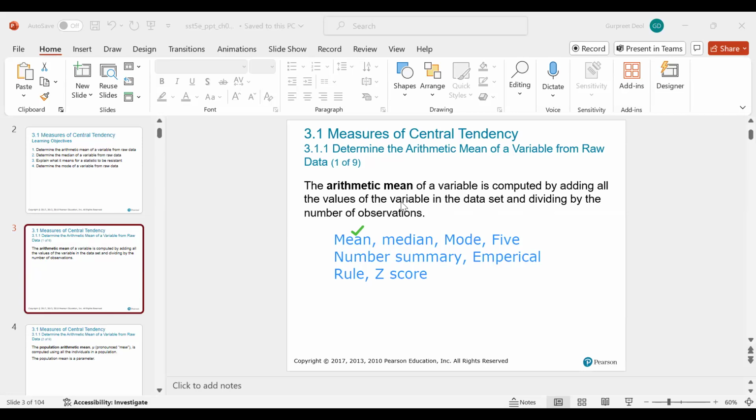Out of these, we already took care of the mean, which is the average, calculated by adding all the values of the variables in the data set, as shown on my slide, and dividing by the number of observations. We find the median by finding the middle number. We find the mode by looking at which number is frequently repeating. And then we talk about the 5-number summary. We did talk about the shape of the graph, skewed left, skewed right, and all that.